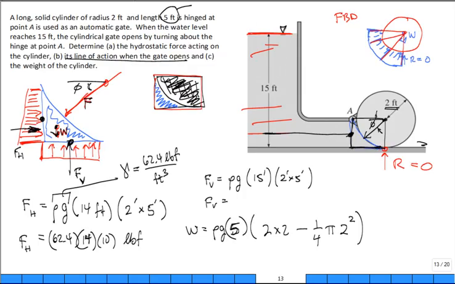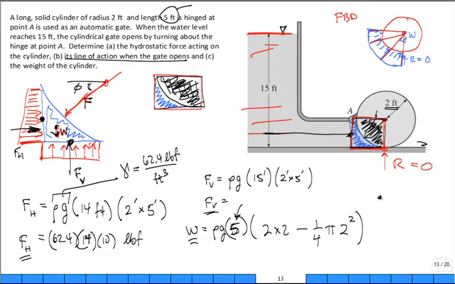Okay, it's 5 foot deep, and I want this volume right there. So I do 2 foot by 2 foot, and then subtract off 1/4 of pi r squared, and then multiply by 5. Now once I have that weight, then I have the force, this force, this force. True? So I have them all.